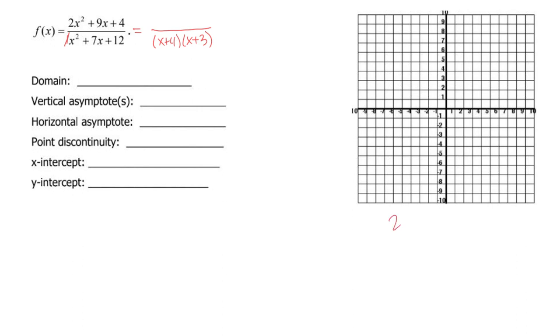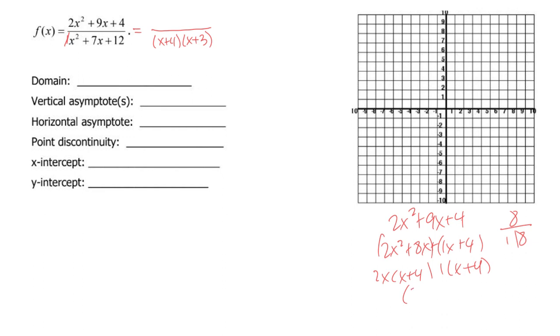For the top of the fraction, we need a regular factor because the a is not 1. So 4 times 2 is 8. So it's going to be 2x squared plus 8x plus 1x plus 4. So it's going to be 2x plus 1 times x plus 4.